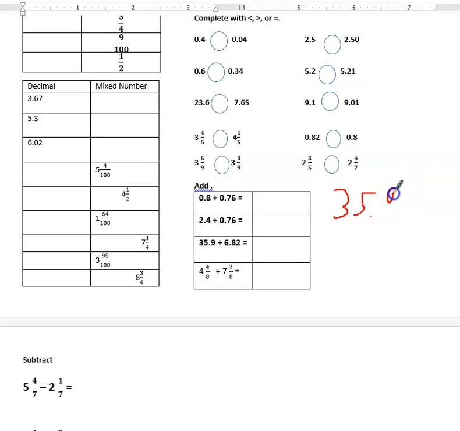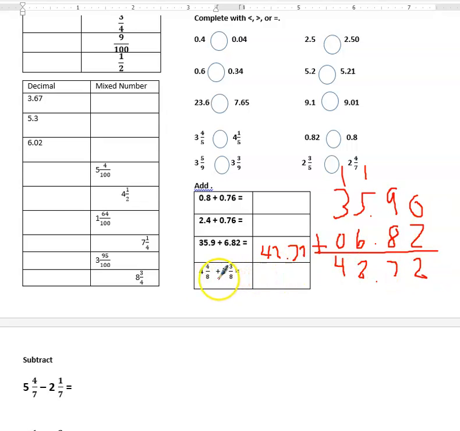35.9. 6.82. So there's my decimal. The 6 is going to go there, an 8 here, a 2 over here. Anywhere there's not a number, put in a 0. 0 plus 2, 9 plus 8, 17. 6, 12. 3 plus 1 is 4. And put my decimal point where it goes there, so I'm going to get 42.2. I mean, my fault, 42.72.